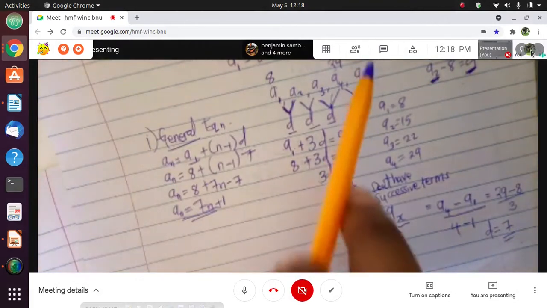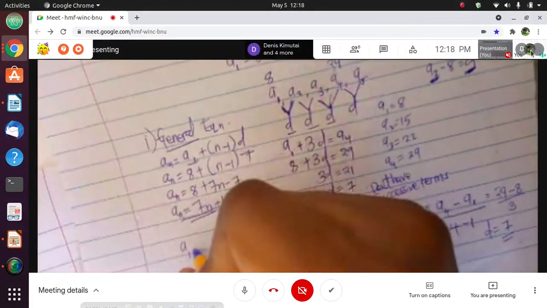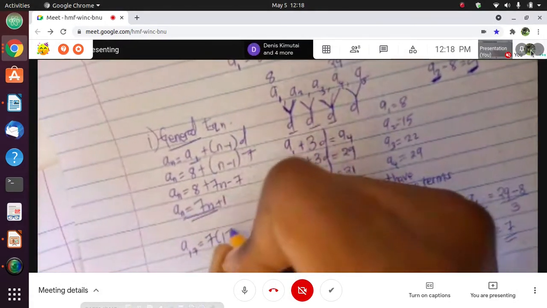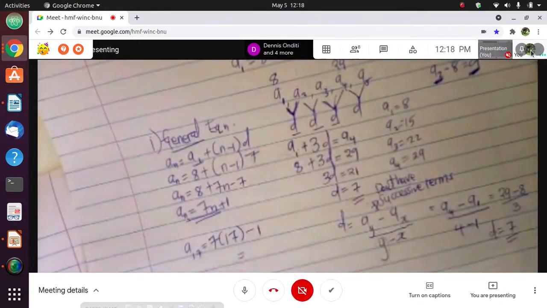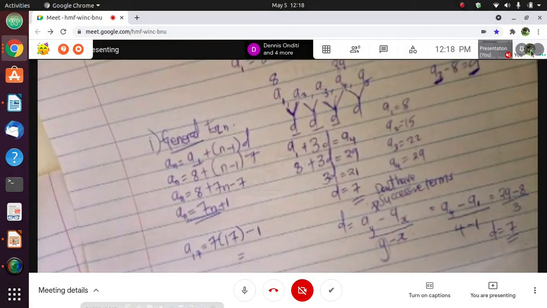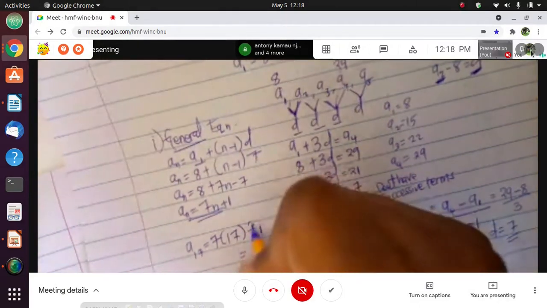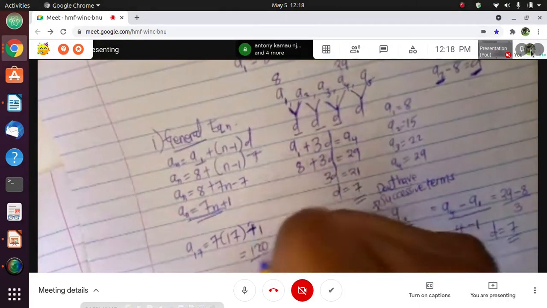Therefore, the 17th term will be 7 times 17 plus 1 to give us that the 17th term is 120.